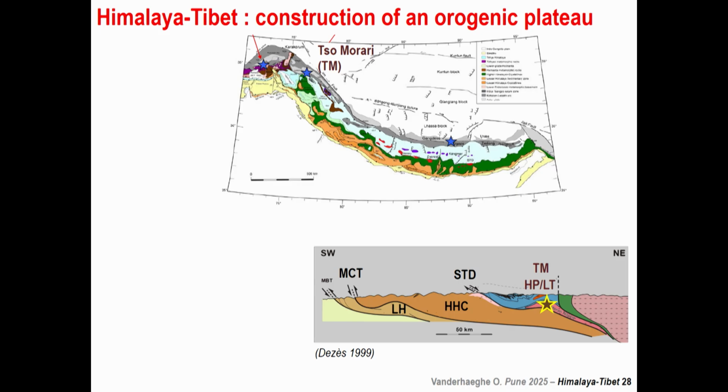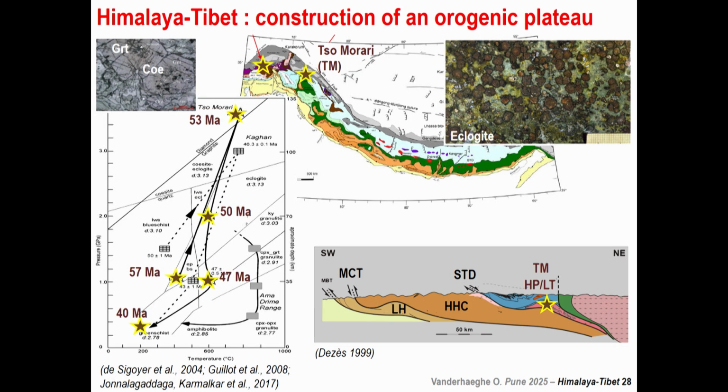So this nappe, and Malika is going to expand on that, has recorded high-pressure, low-temperature metamorphism, eclogite facies, and even ultra-high pressure, which is identified by the presence of coesite. Coesite is the quartz polymorph stable at ultra-high pressure, beyond 2 gigapascals, which means burial down to 100 kilometers.